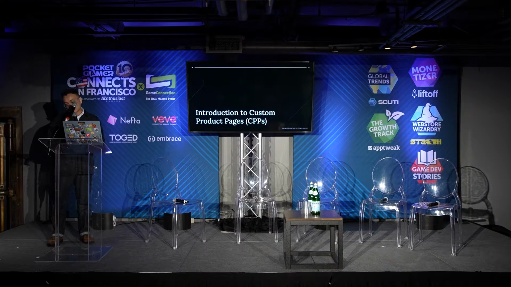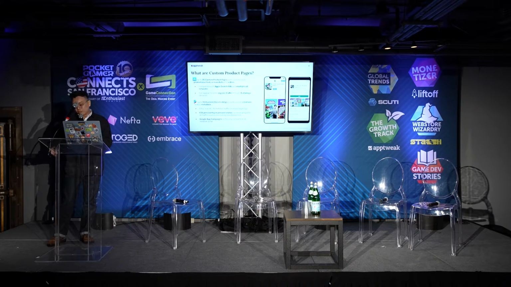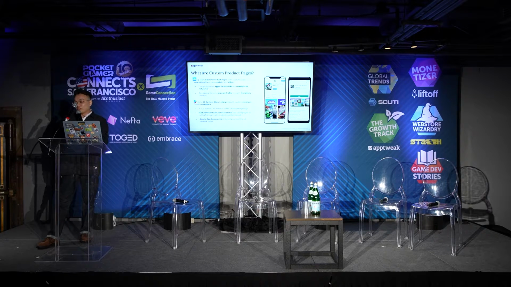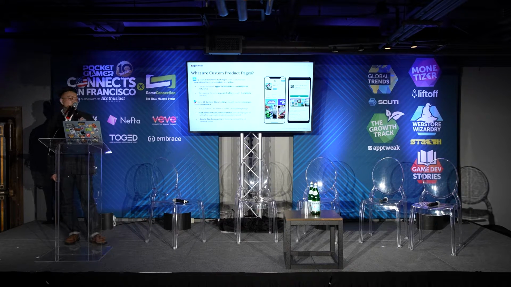Cool, so what are custom product pages? Well, it's first important to understand that there are custom pages in general on both the App Store and the Google Play Store. So starting with the Play Store, you have a lot more customization options, including both creatives and keywords, as well as title, description, things like that. But the downside is that Google App Campaigns is really the only compatible network so far, and there's much less use cases than on iOS.